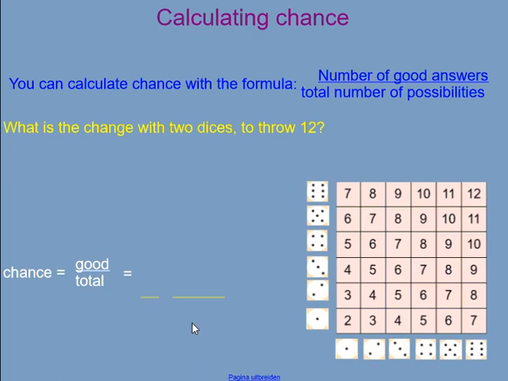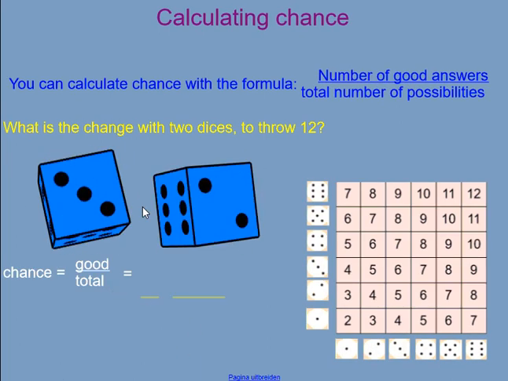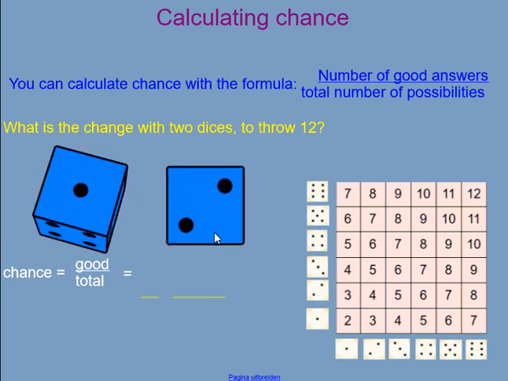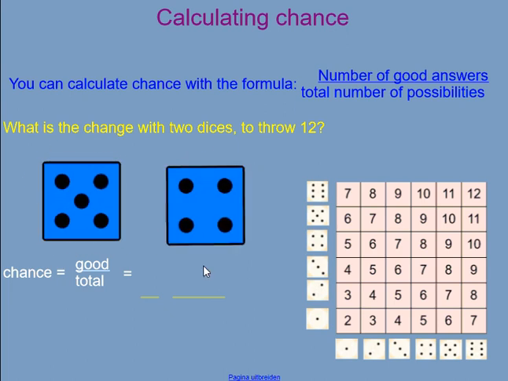Two dice, the chance that you throw 12. Well, I'm going to try it. It's probably not going to work, because the chance is not that big. You only have one option to throw 12 out of 36, so the chance is really slim. It's 0.028.